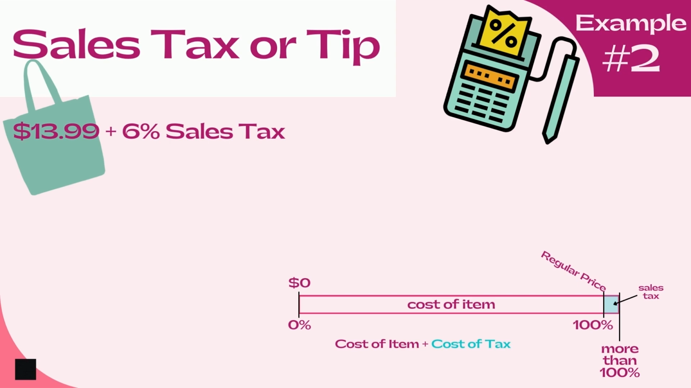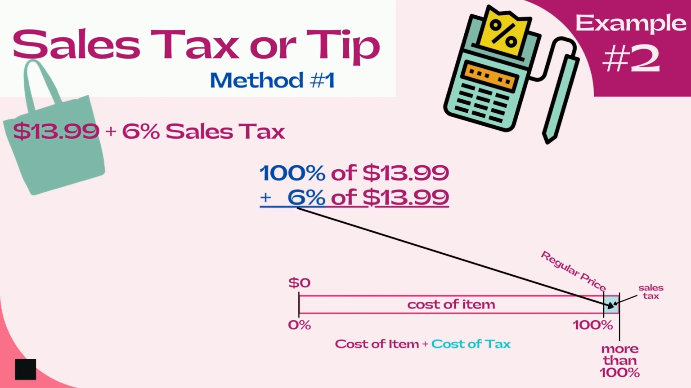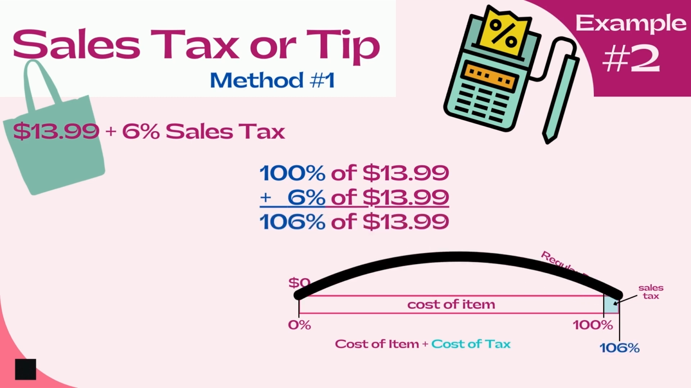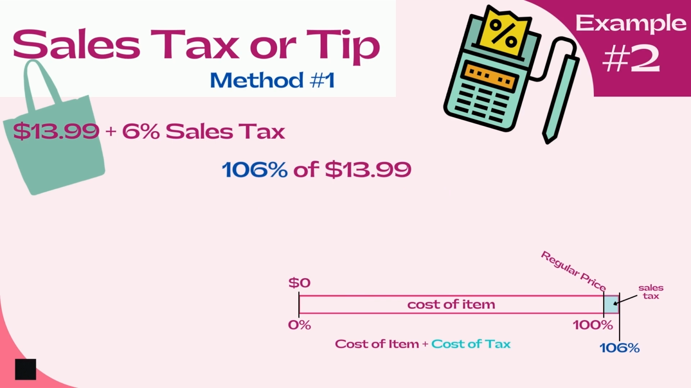Example number 2 calculates sales tax. If we have a bag for $13.99 and we have to pay 6% sales tax on top of that, how much tax do we have to pay? How much total will we have to pay? I'm going to show you 2 different methods for calculating the sales tax. The first way, we can take 100% of $13.99 and also 6% of $13.99 because the sales tax is 6% of the cost of the item. If you add together 100% and 6%, you can see we get 106%. So we can figure out 106% of $13.99.